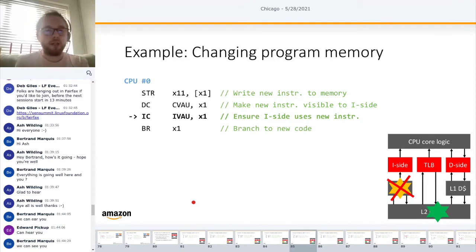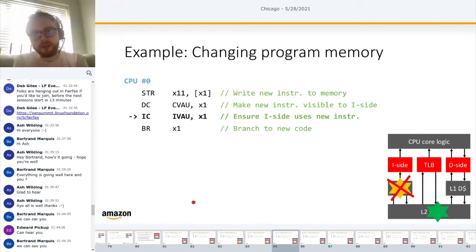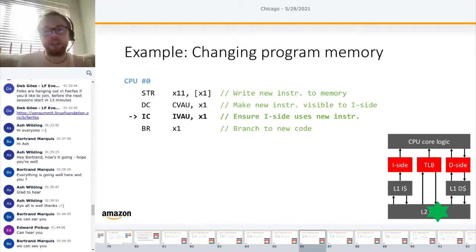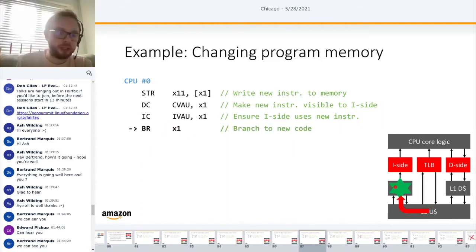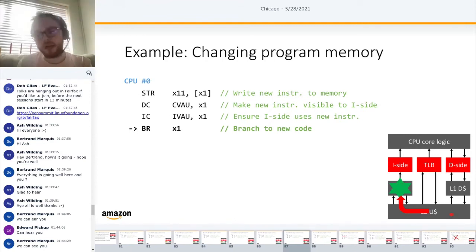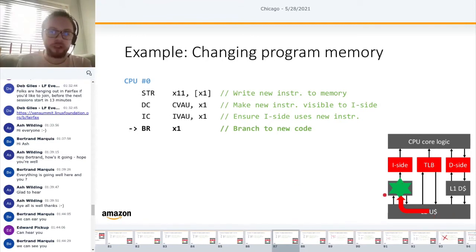When I do the IC IVAU, that's an instruction cache invalidate to point of unification. So that's going to invalidate that opcode all the way up to the point of unification. In this case, in other words, it nukes it out of the L1 I cache. And then finally, what that means is that if I was to branch now to the code, I'm going to miss in my L1 I cache, and I'm going to fetch that instruction from my L2 unified cache, and that's the correct opcode, and that's the code that I actually want to execute. Okay, so that's an explanation of what the code's doing.